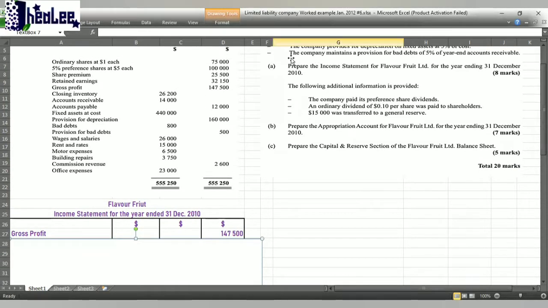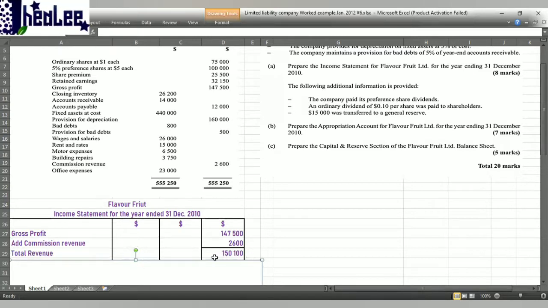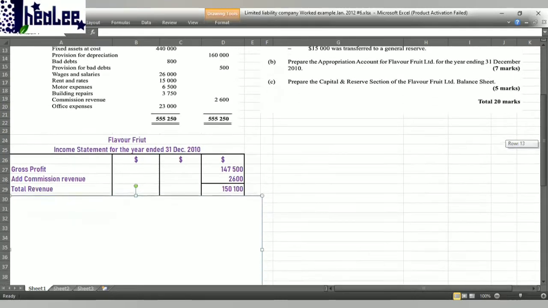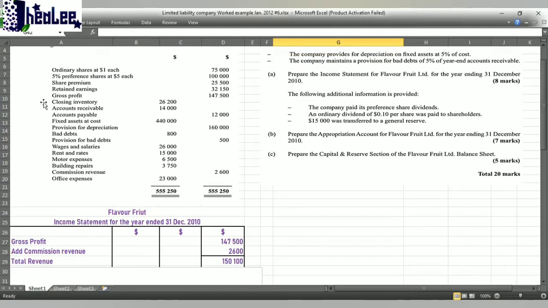Our next step, because there is additional revenue, we put in that, which is the 2,600 for commission. There's no other revenue, so you proceed to add those two figures together and you get your total revenue of 150,100.